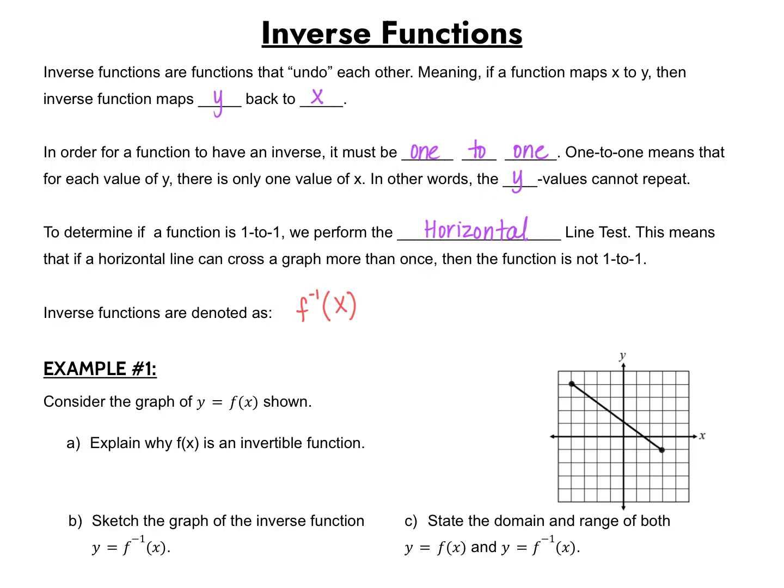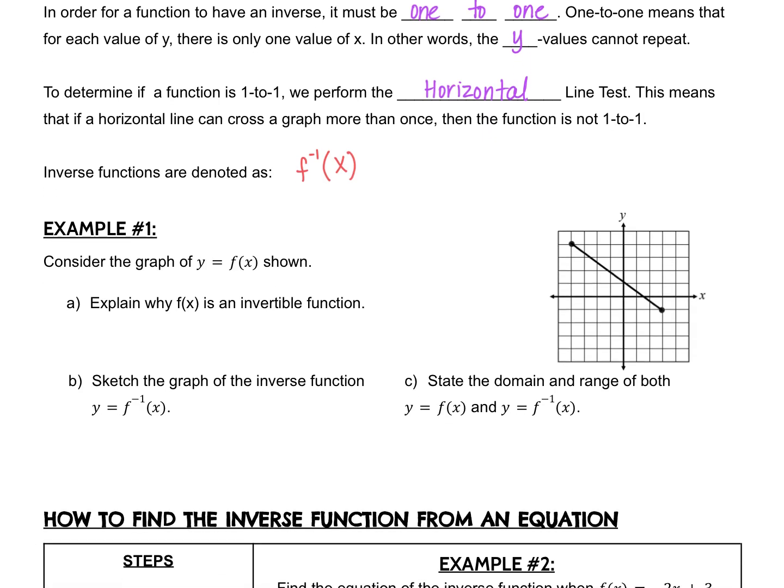So let's look at example 1. Example 1 says, consider the graph y is equal to f of x shown. Explain why f of x is an invertible function. So remember, the horizontal line test, we have to test it and see if it's 1 to 1. If the function is 1 to 1, that means that it does have an inverse.